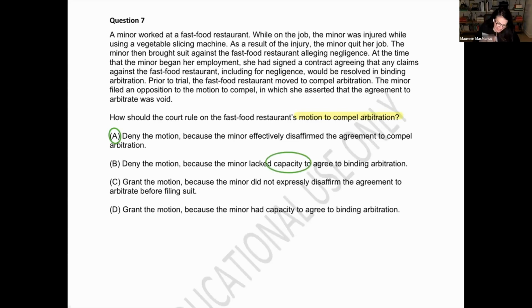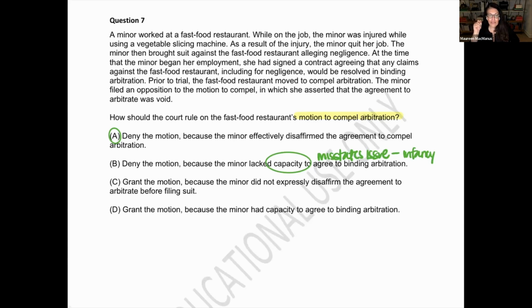They didn't lack capacity. There was infancy. So this misstates the issue. It's infancy is what it's called, not capacity, just the age. Sometimes people ask, is capacity the same thing as age? Because it can often be tied to it, but it's not the case.